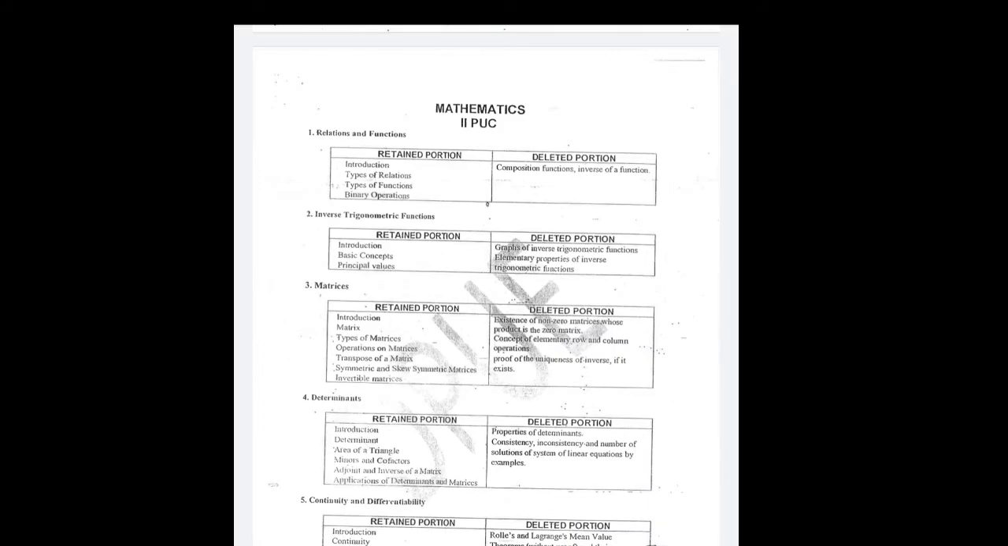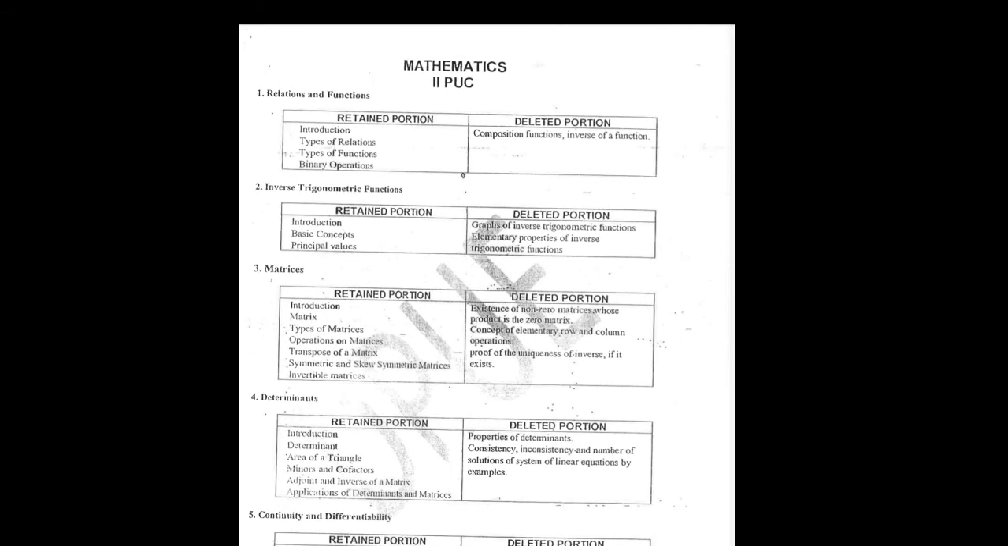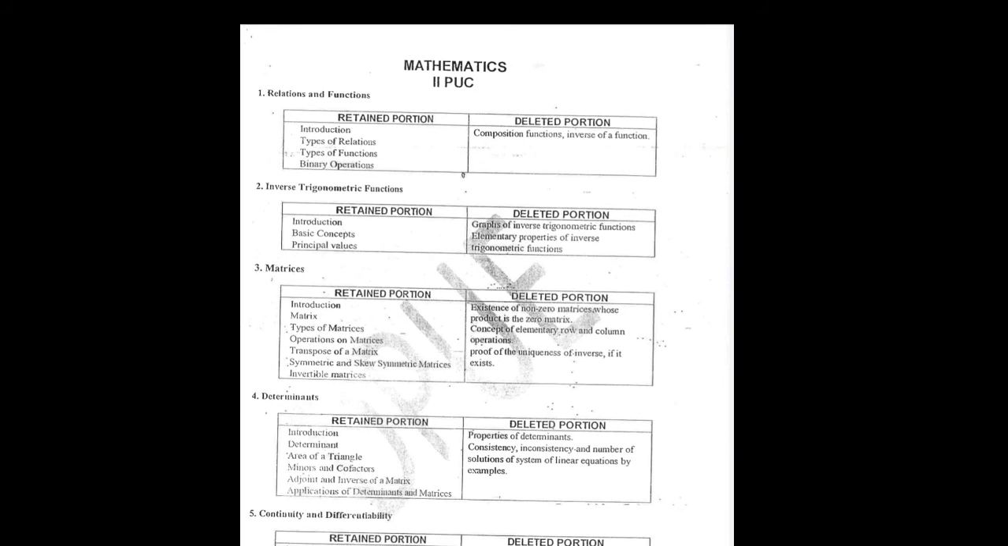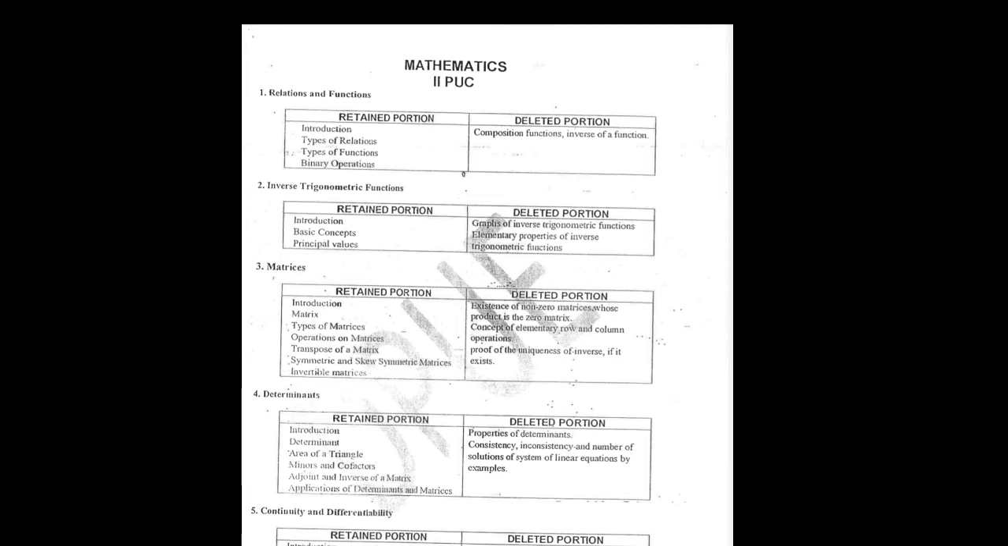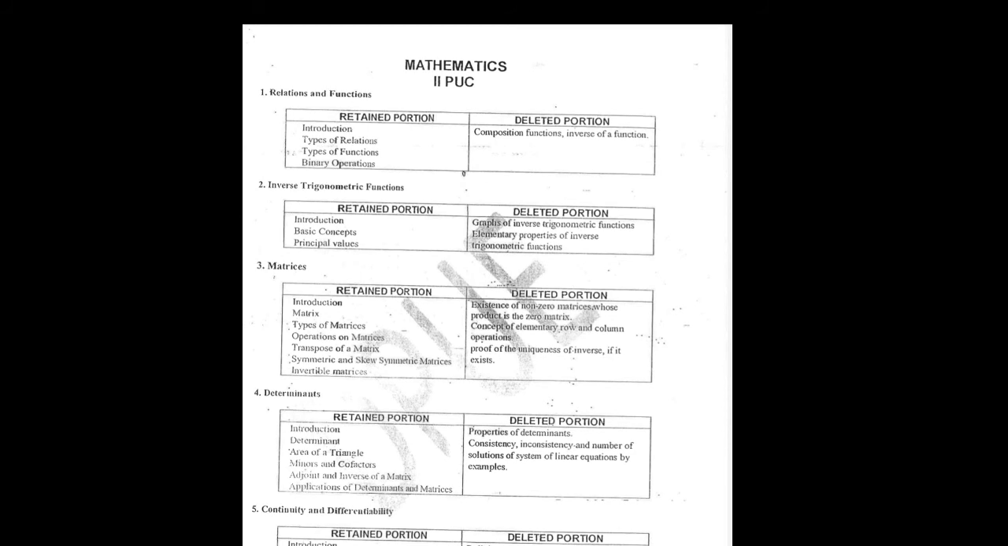So friends, coming to second year syllabus, no particular chapter is deleted, but in relations and functions, composite functions related information, inverse of a function related information, no need to prepare. And inverse trigonometry function graphs related information, questions, no need to prepare. And also in the matrices chapter, elementary operations related information is not necessary. So the remaining part, everything is retained portion.